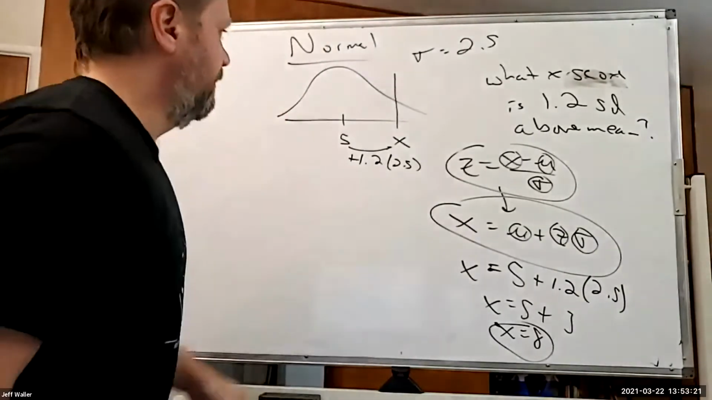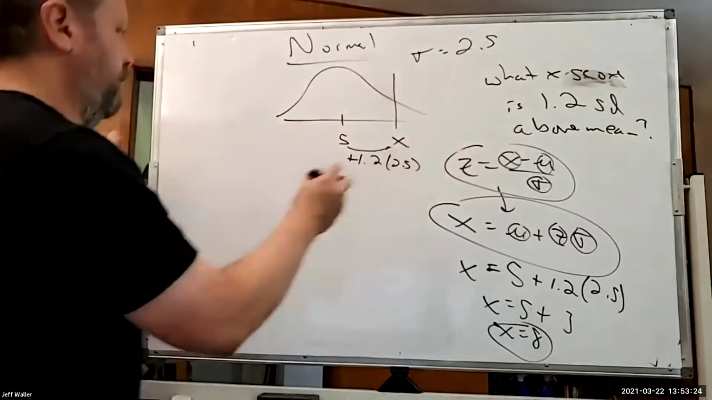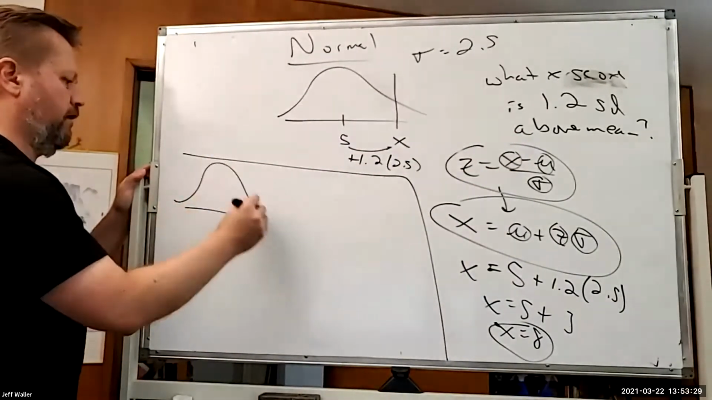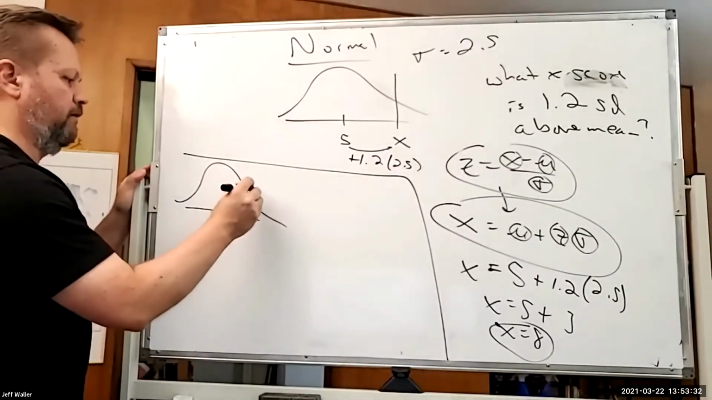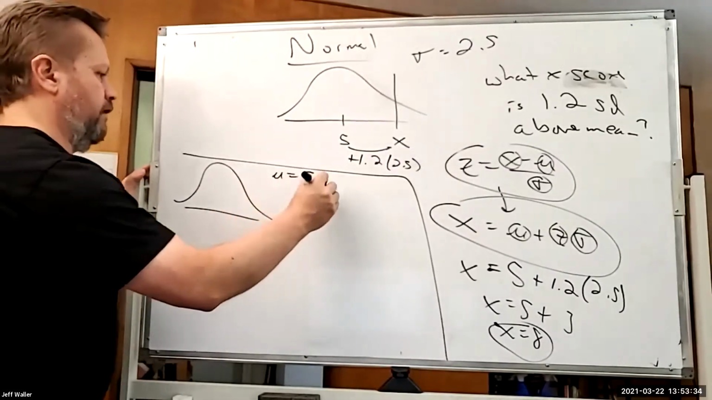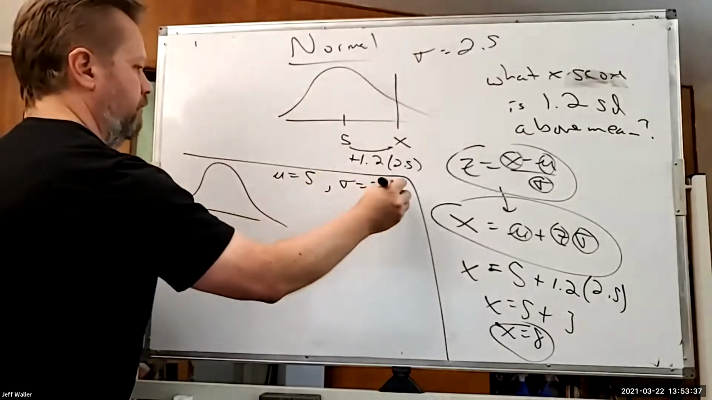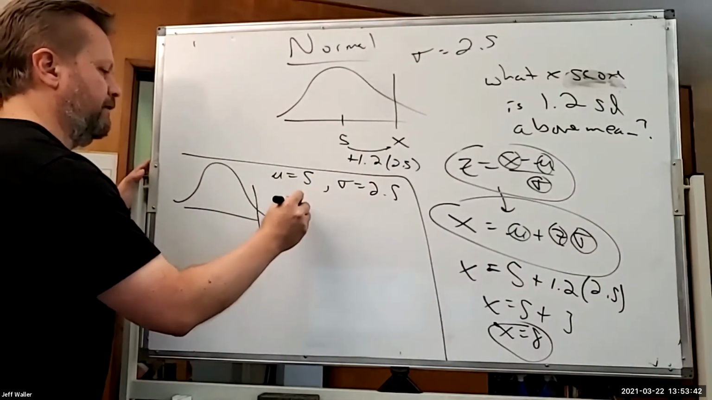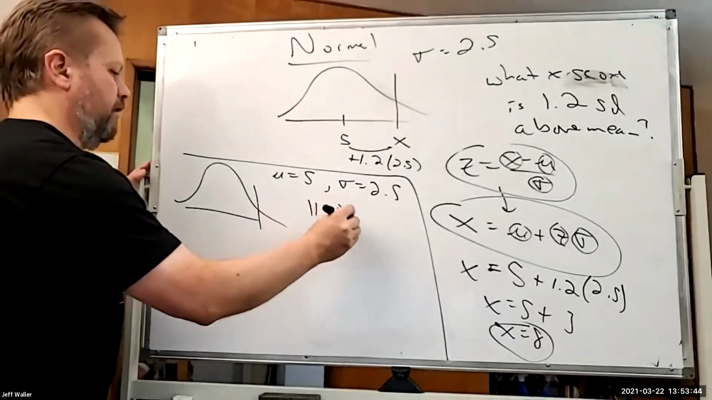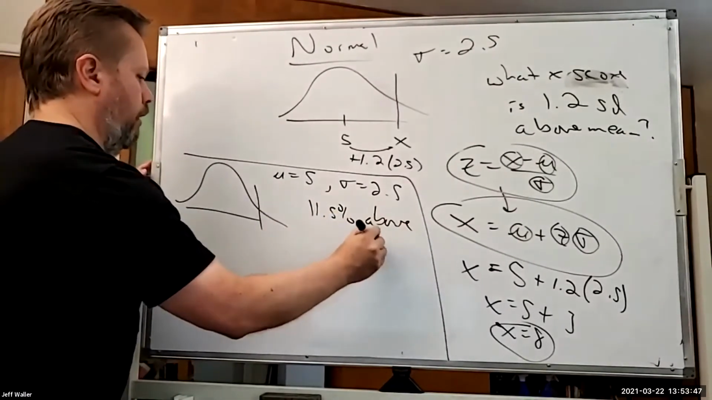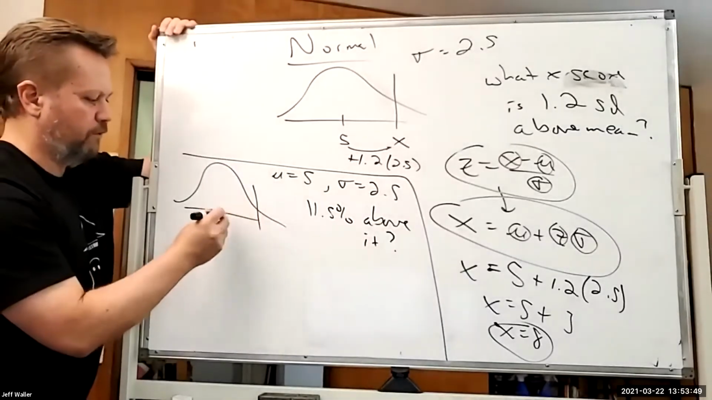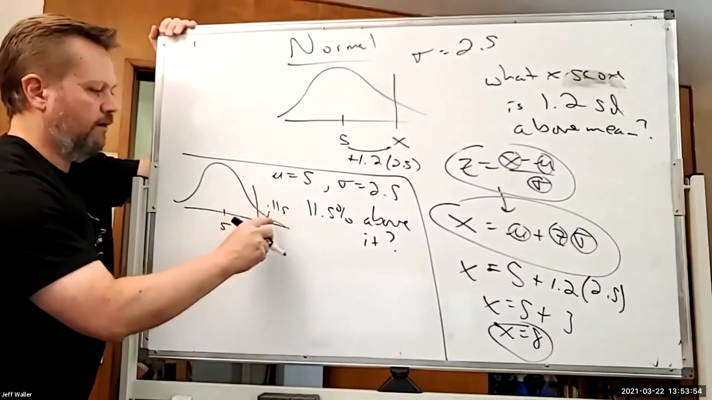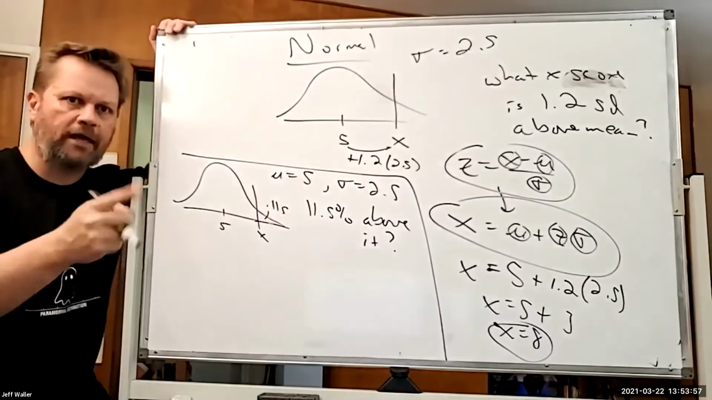All right. Now, what does this have to do with anything? All right, so what if I were to ask you a completely unrelated, not really, question? Can you tell me if I have a mean of 5 and a standard deviation of 2.5, what raw score has 11.5% above it? So now what do you have to do?